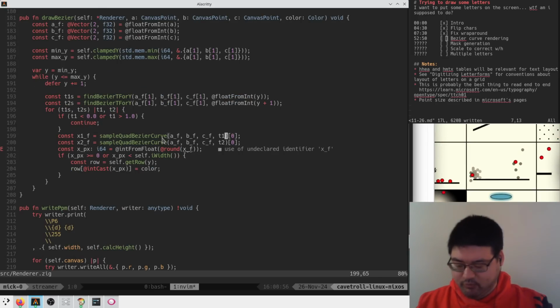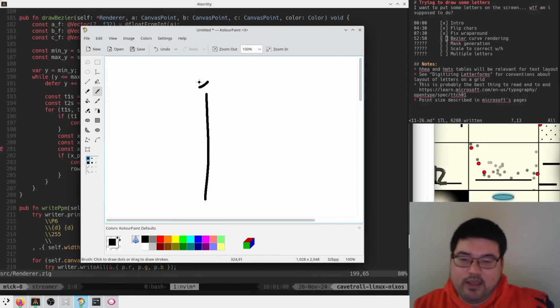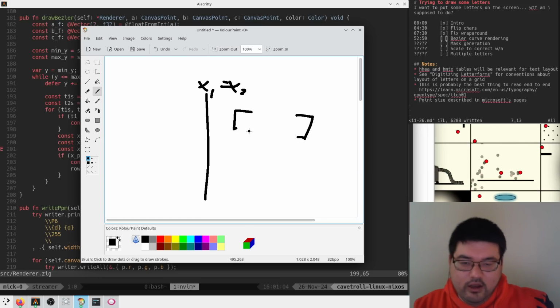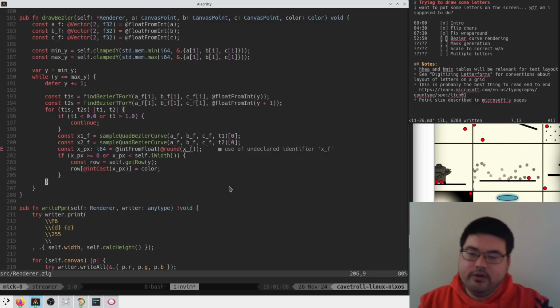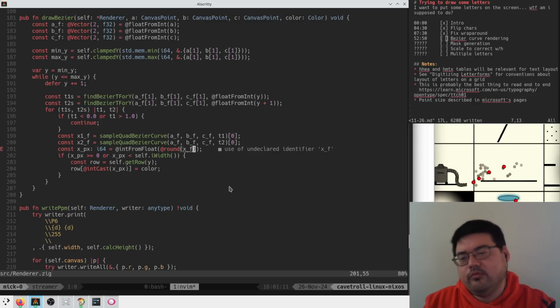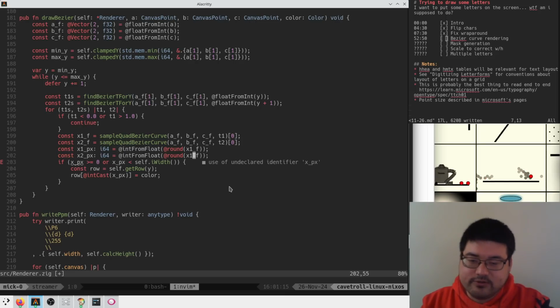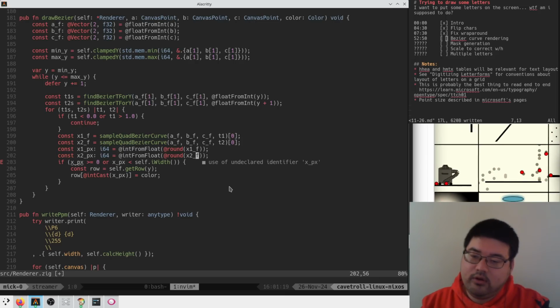Because if we're drawing completely vertically, x1 is going to equal x2, and if we try to memset a range, we need to do x2 plus 1 so that there's one value in here, you know? So we do this, x1, x2, and then we clamp each of these.